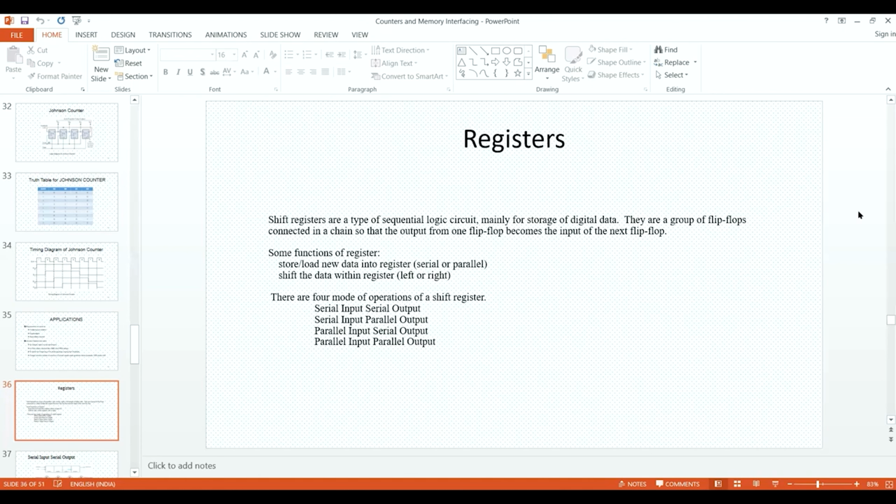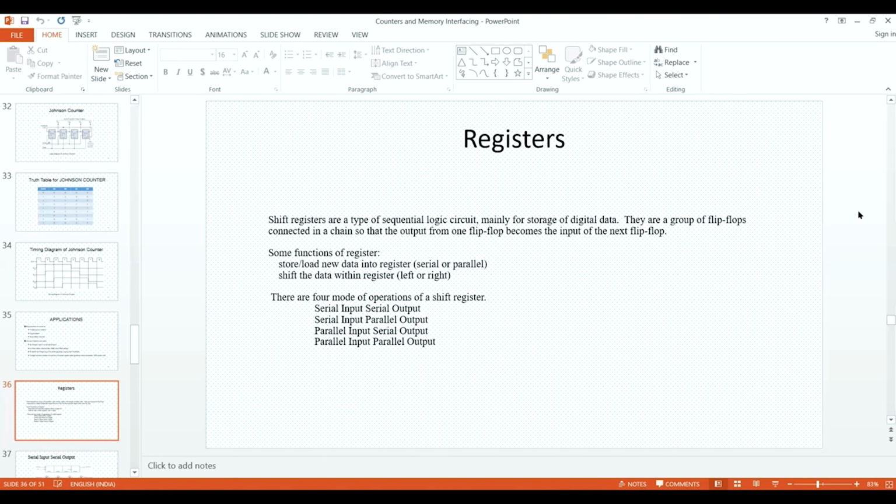For this, we have shift registers. Now, what are shift registers? They are nothing but a kind of sequential circuit. I already made one video on combinational and sequential circuits, check it out, students. Shift registers are a kind of sequential circuit for storage of digital data. They comprise certain flip-flops in such a way that the output of one flip-flop becomes the input of the next flip-flop. When I mention this, I'm talking about asynchronous operation that we already discussed in detail.